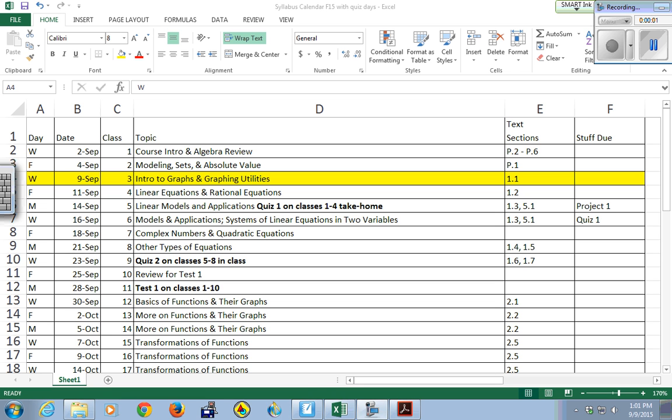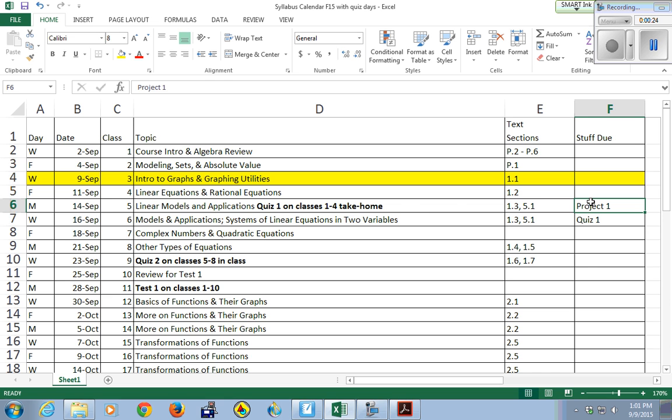Here, I just want to point out where we're at. We're going to talk about graphing today, and Monday I will be handing out your first take-home quiz that will be due Wednesday of next week. And also Monday, Project 1 is due. Okay, Project 1 is due Monday.